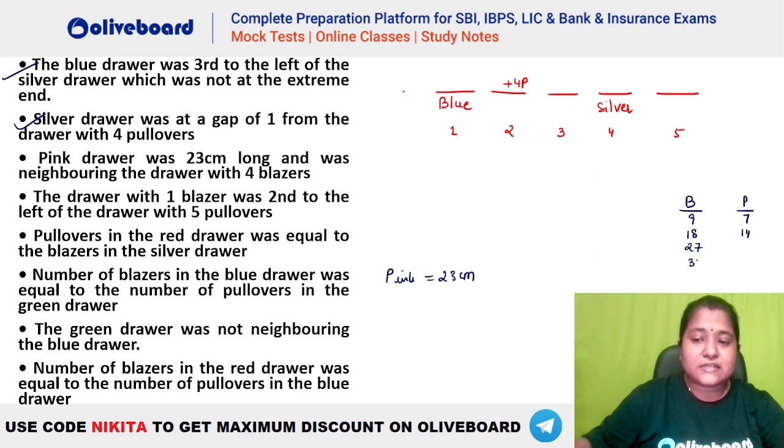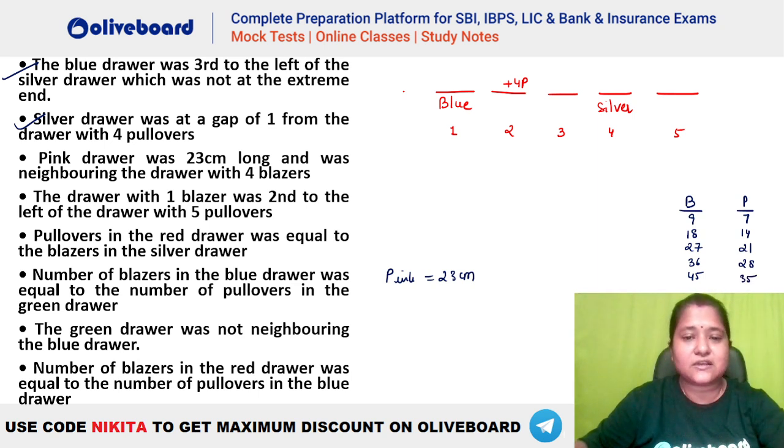9 fours are 36, 9 fives are 45, right? Similarly with 14 also, you can see this should be 21, this should be 28, and this should be 35, right? These are the possible values in here. Okay, I hope this is clear, everybody.